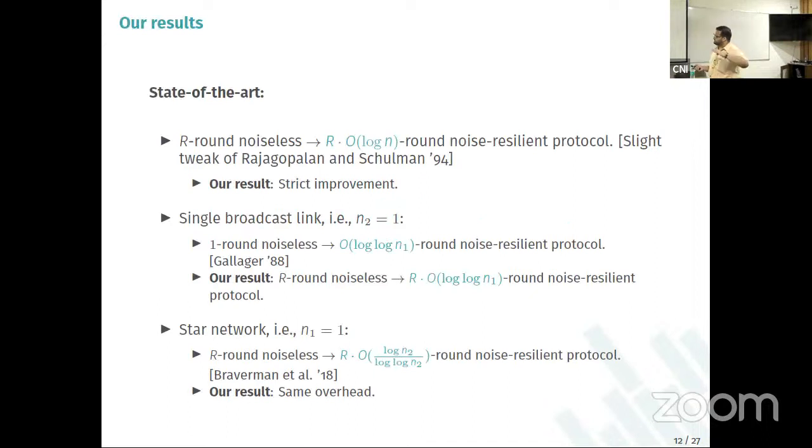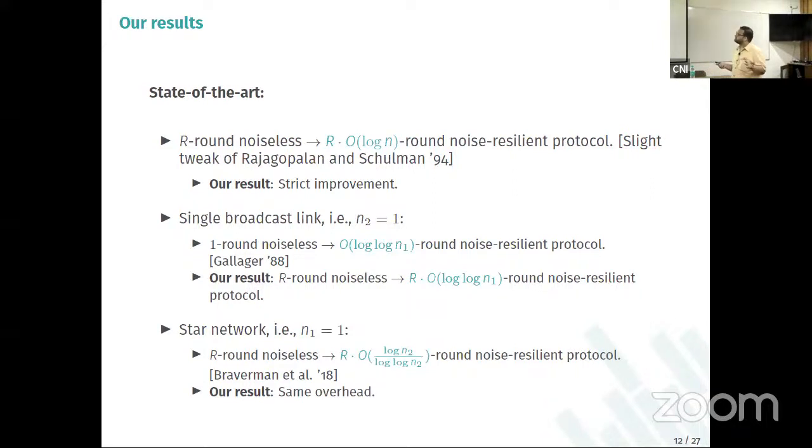Right. So the spirit, essentially, what we do is there is this Rajagopalan-Schulman scheme. When it looks more like a broadcast link, we do modifications of the Gallager scheme and embed it as an inner code within this Rajagopalan-Schulman scheme. And when it is on the more star-like side, that is the last regime, we embed the Braverman scheme within this Rajagopalan-Schulman scheme. And there we identify exactly in which regimes which does better.